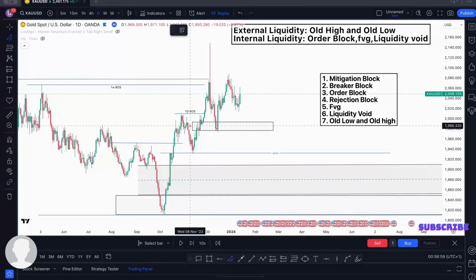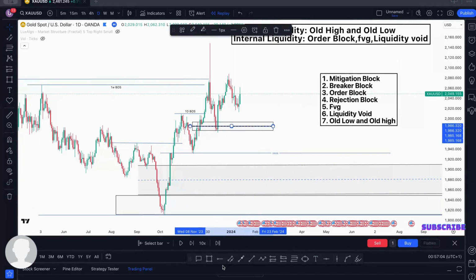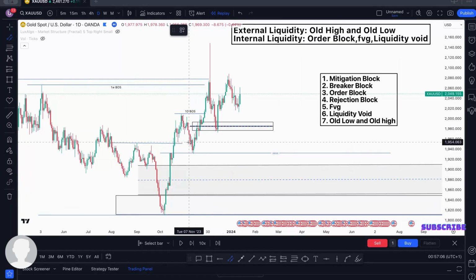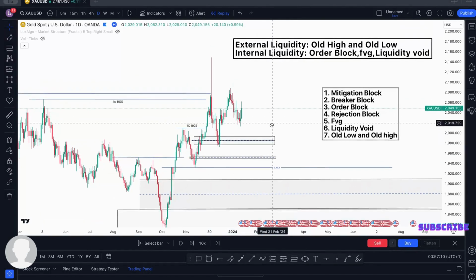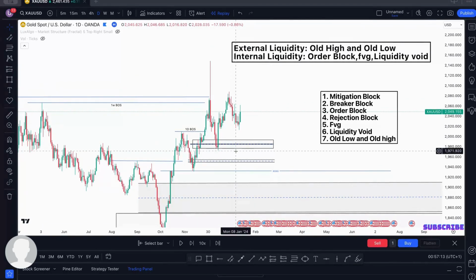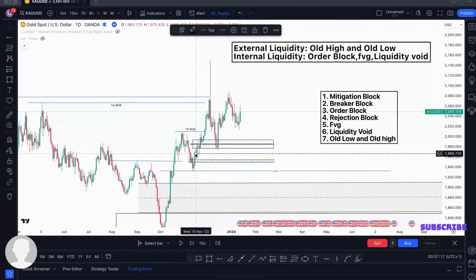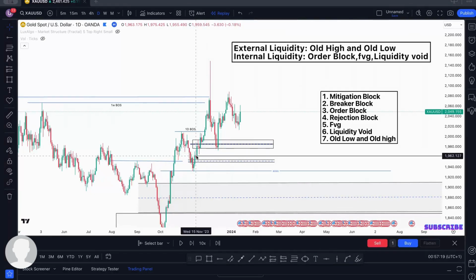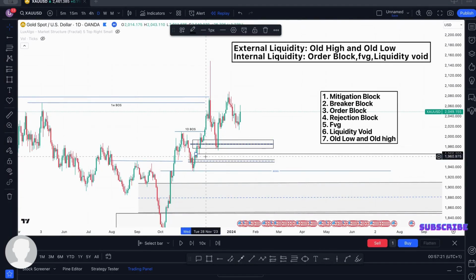There's a fair value gap here, a very small one. There's a fair value gap here. There's a fair value gap here. So these are the points that we're going to mark for the market to react in. And also, there's a liquidity here, like an inducement. There's an inducement here for the market to come and induce us in. There's an inducement in that area.